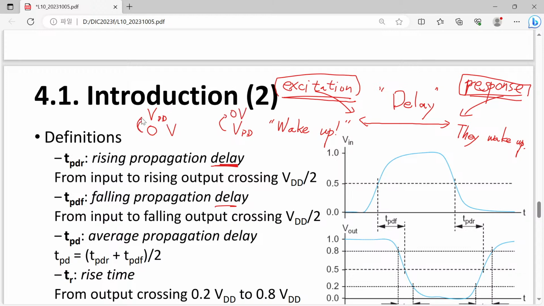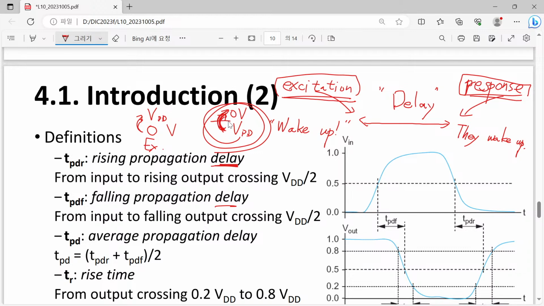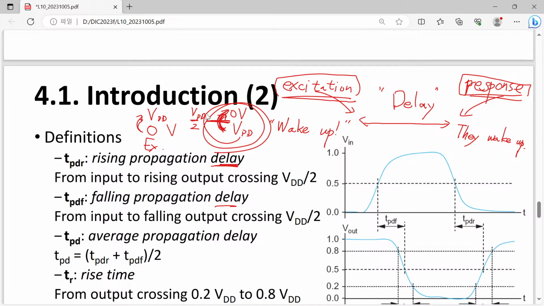However, although I made it quite short, in a realistic case there will be a certain finite amount of time to switch from VDD to 0 volt. This is treated as delay. I mean that the transition occurs starting from this excitation to the real change of output. Maybe the border between VDD and 0 can be set as, for example, half VDD. Then when our output value crosses the border at half VDD, the time difference between these two cases is regarded as delay, the propagation delay in this case.